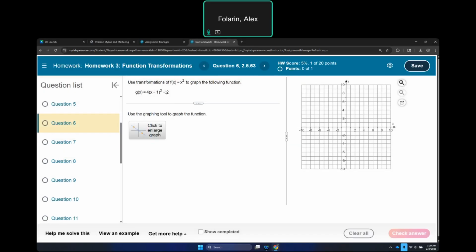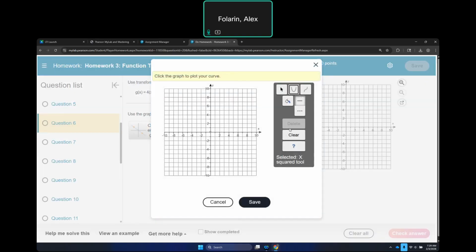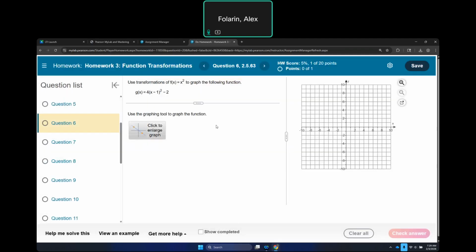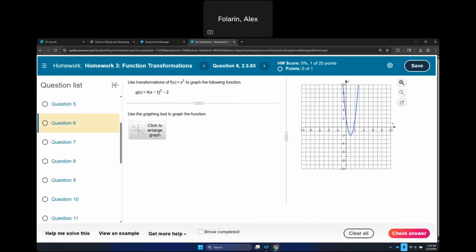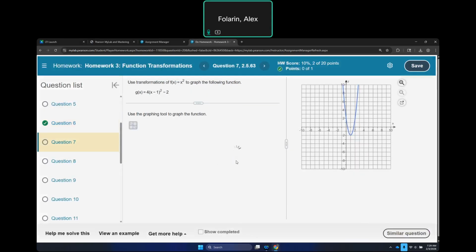So my parent function is no longer x cubed. It's now x squared. So I'm going to use the parabola tool. Click anywhere on the graph. Okay. Anywhere on the graph, we have a vertical shift down 2 units. Vertical stretch of 4. Horizontal shift 1 unit to the right. That's all based on this A, B, and C value right here. That's it.